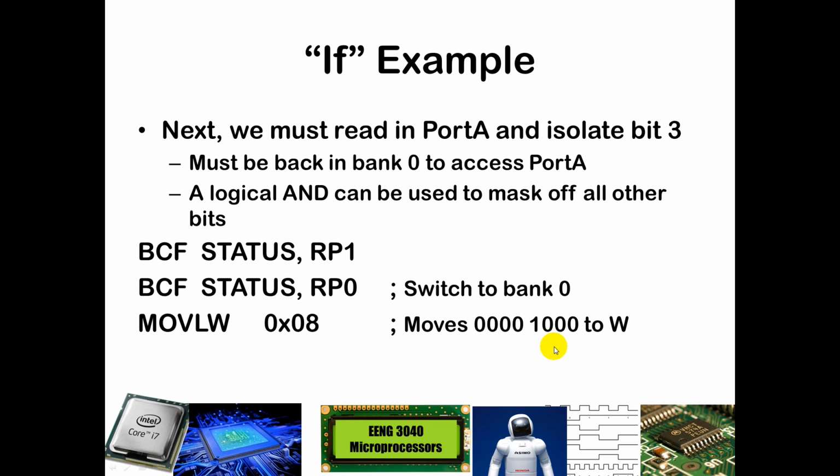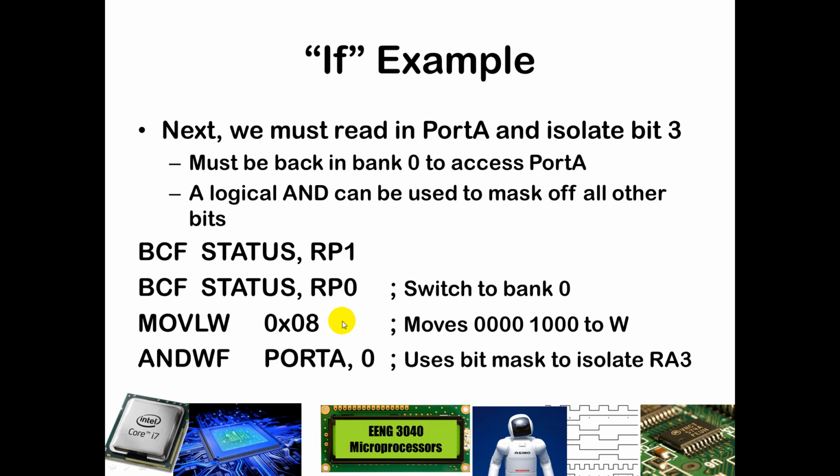That's going to put a 1 in the same place in W as the bit I'm interested in is located in port A. So remember, in port A I'm interested in bit 3, which happens to be this location here. So remember, our bits are numbered starting at bit 0, 1, 2, and 3. So we're going to put a 1 in the W register, only in bit 3, zeros everywhere else.